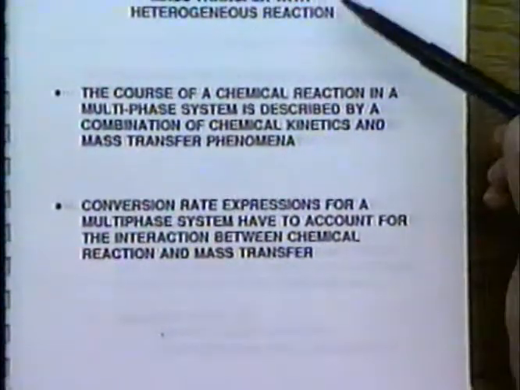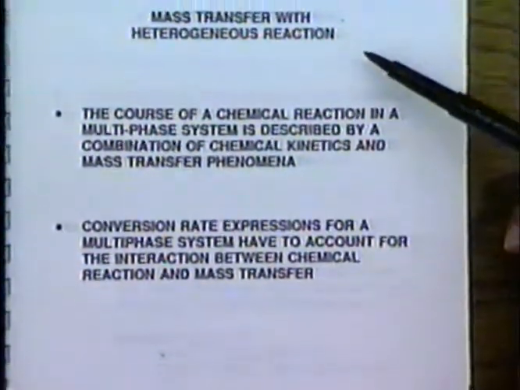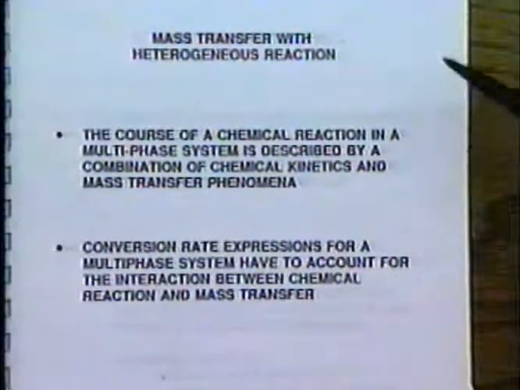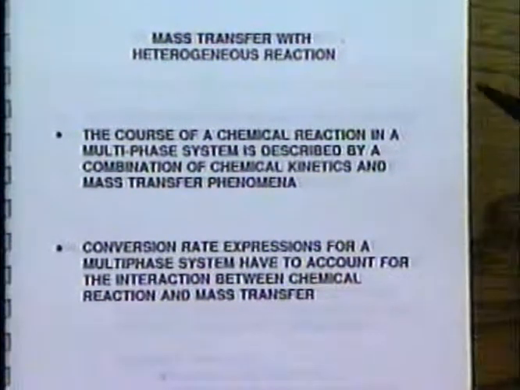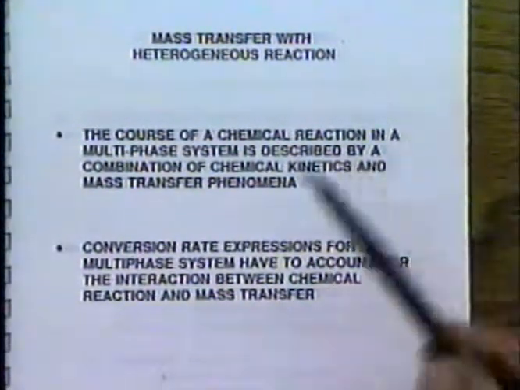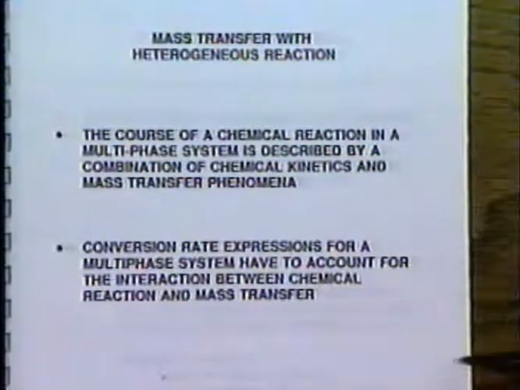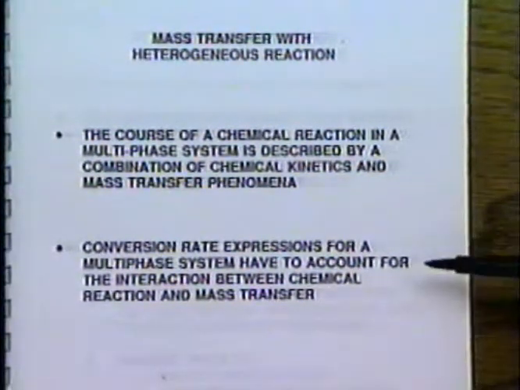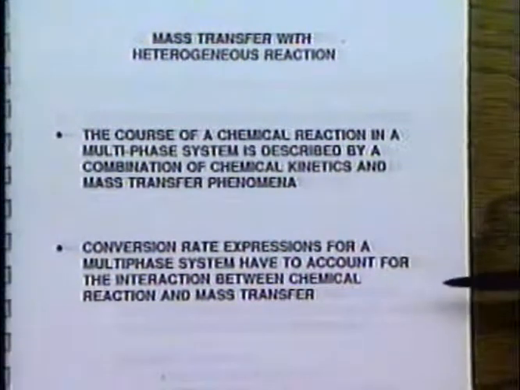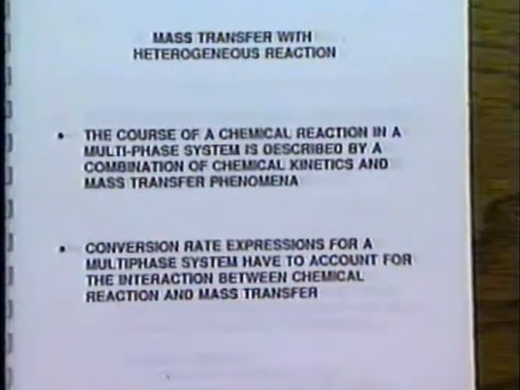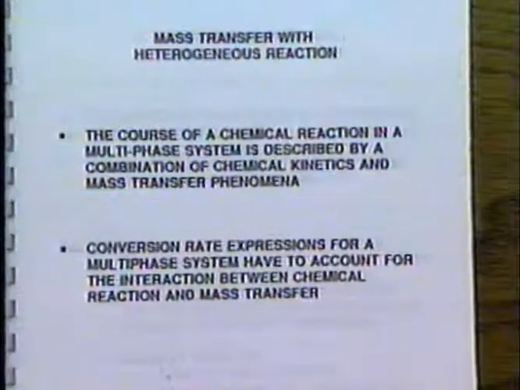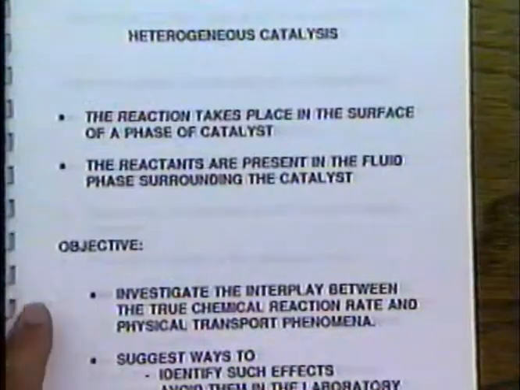In general, when we have mass transfer with heterogeneous reaction, the course of the chemical reaction is described by a combination of chemical kinetics and mass transfer phenomena. This is chemical phenomena and physical phenomena. Mass transfer is a physical phenomena. The conversion rate expressions will account for the interaction between mass transfer and a chemical reaction.